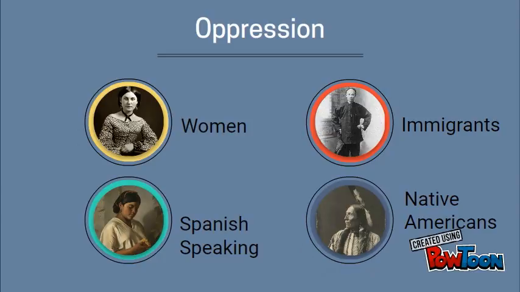Oppression of immigrants was perhaps the most racist of all. During this time, many Irish, Chinese, and Japanese people fled their land in hope of establishing a better life for themselves in America. However, they were seen as cheap labor and were often exploited and treated poorly.